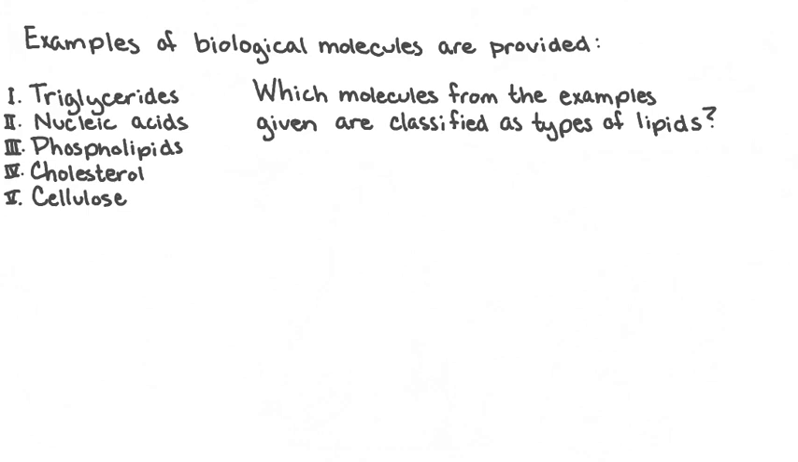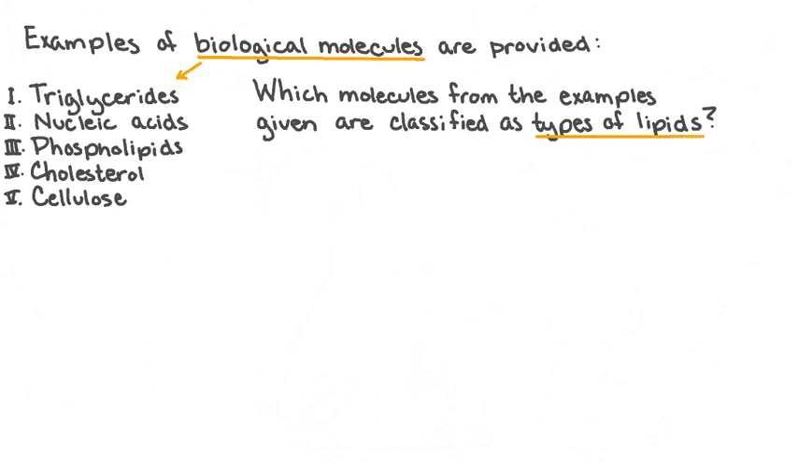Examples of biological molecules are provided: triglycerides, nucleic acids, phospholipids, cholesterol, cellulose. Which molecules from the examples given are classified as types of lipids? This question provides us with a list of biological molecules. Then it asks us to determine which of these molecules would be considered types of lipids.